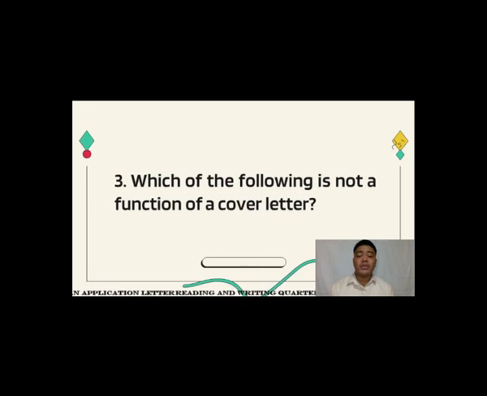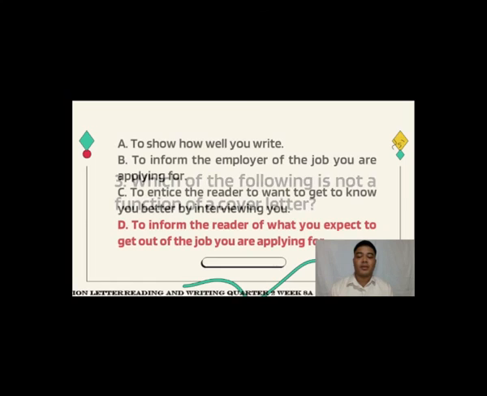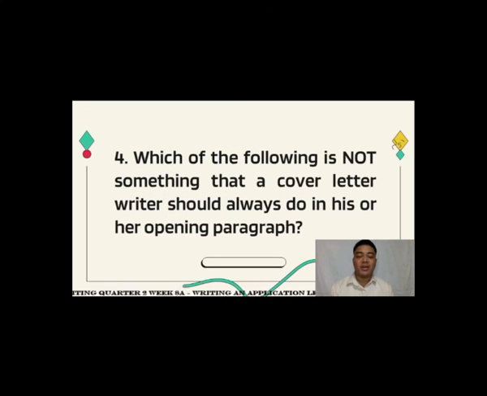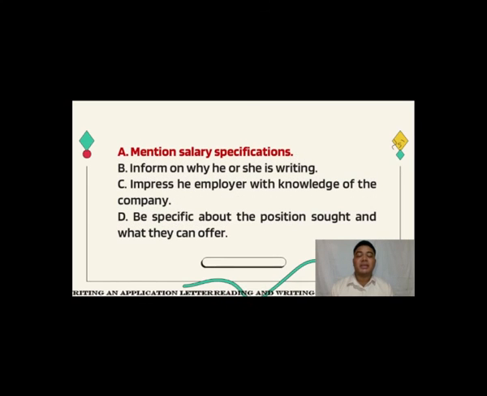Number 3. Which of the following is not a function of a cover letter? Letter D, to inform the reader of what you expect to get out of the job you are applying for. Number 4. Which of the following is not something that a cover letter writer should always do in his or her opening paragraph? And the answer is letter A, mention salary specifications.